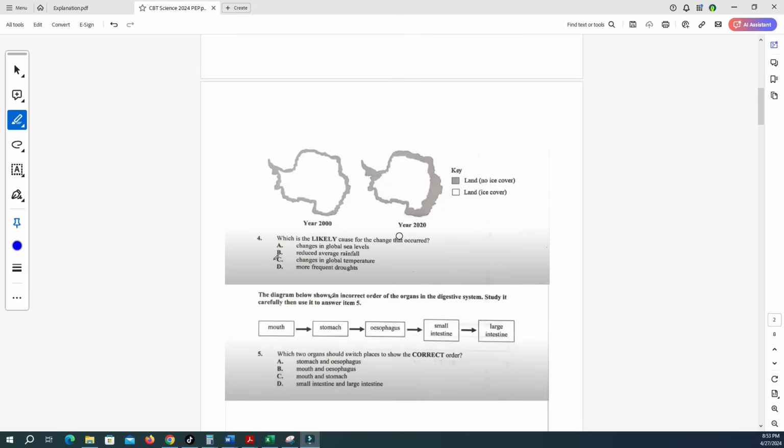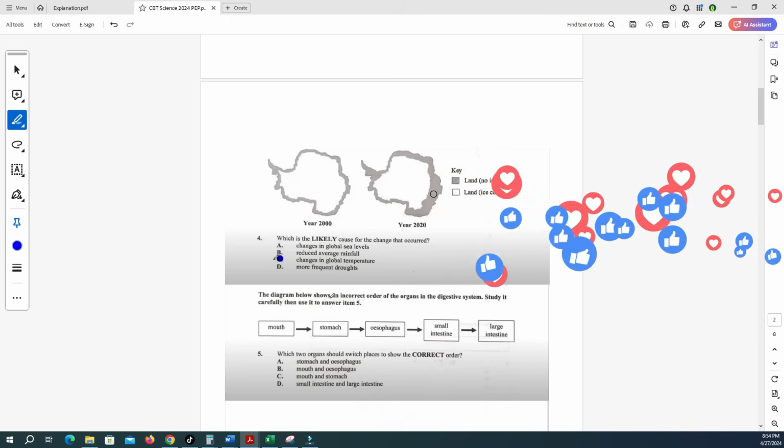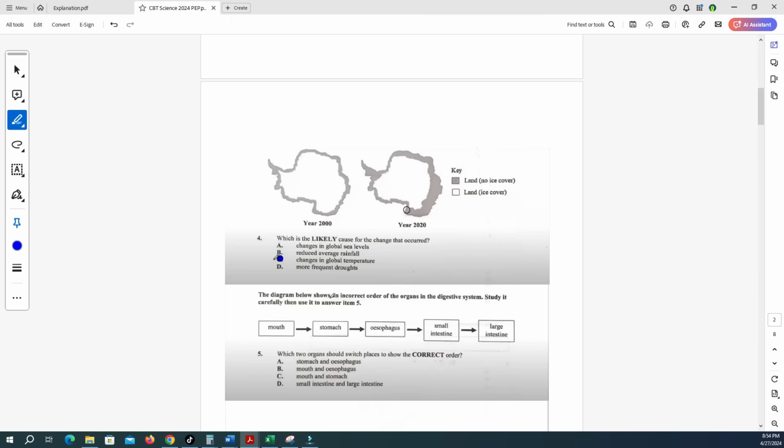All right, so here I am. For this, we're going to look at two different years on a landmass. So it says land, no ice. So no ice around, and then you have more ice over here. So it says, which is the likely cause for the change that occurred? I would say global warming. More frequent change of global temperature, because it would melt the ice around, so you have more land than ice.